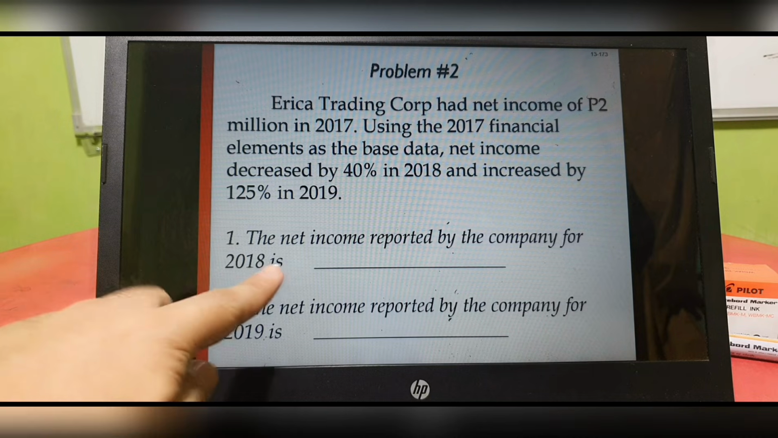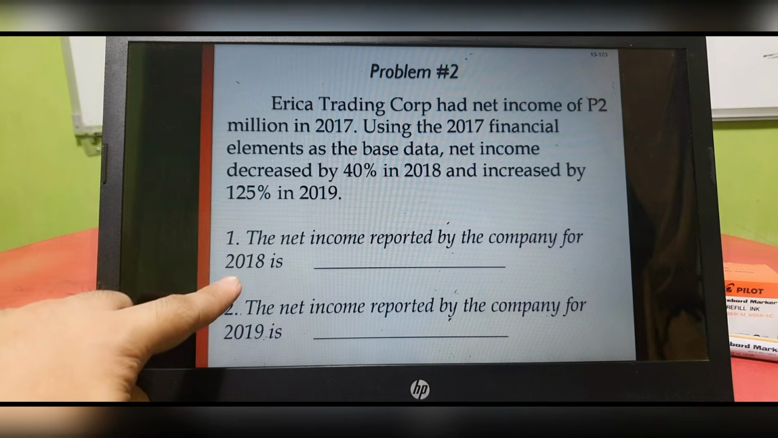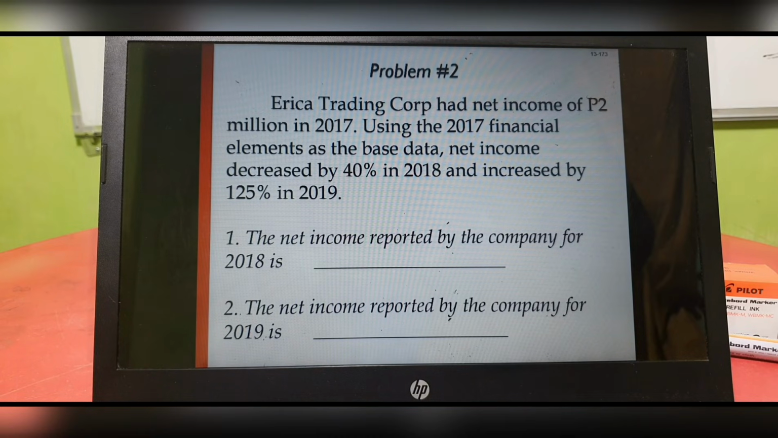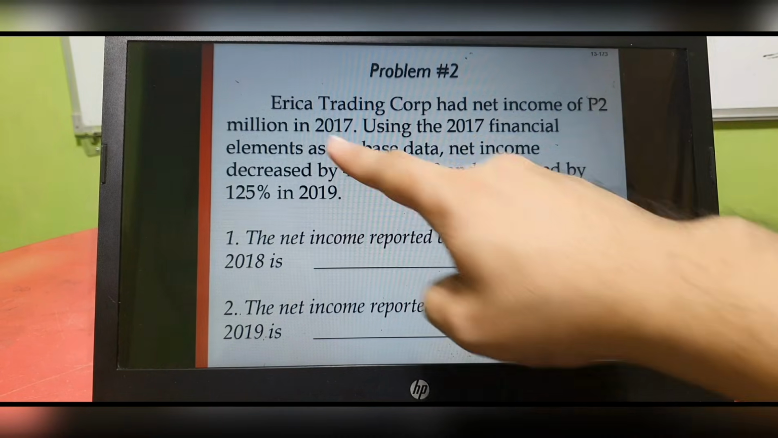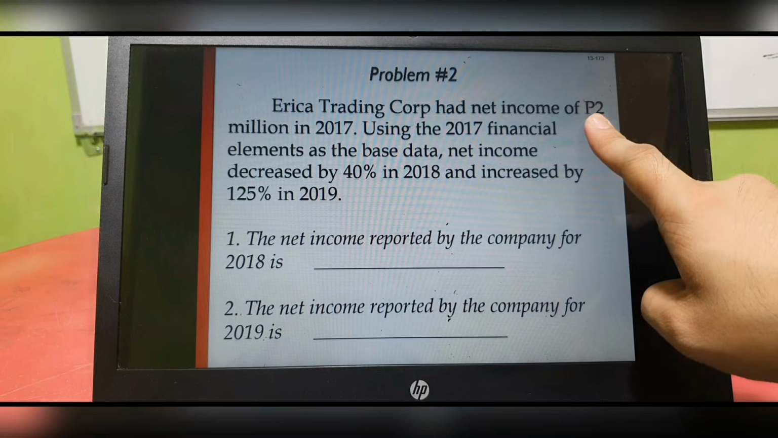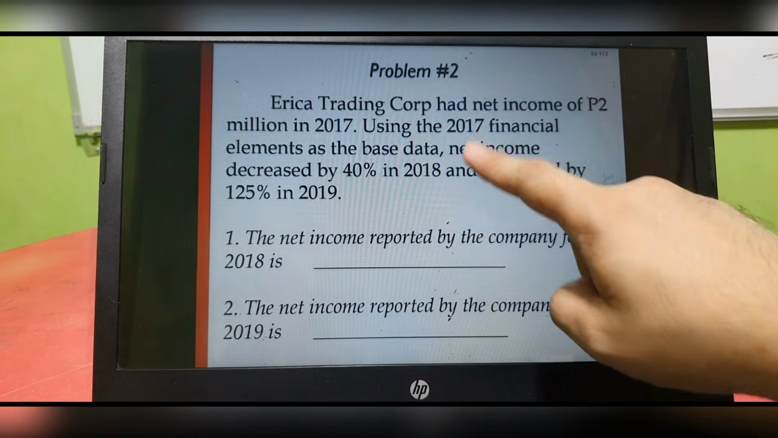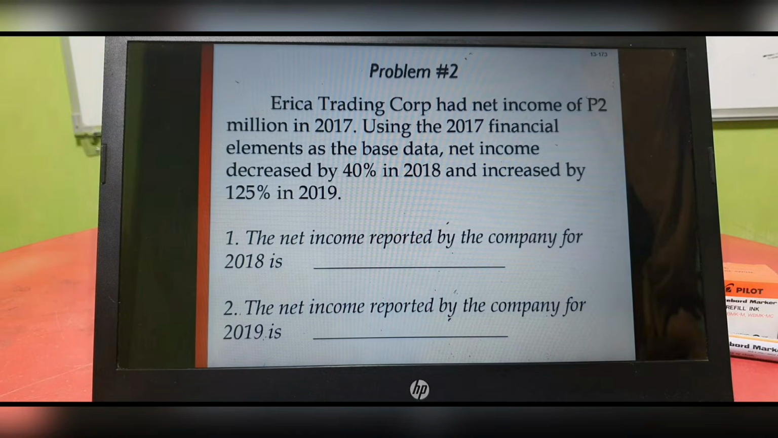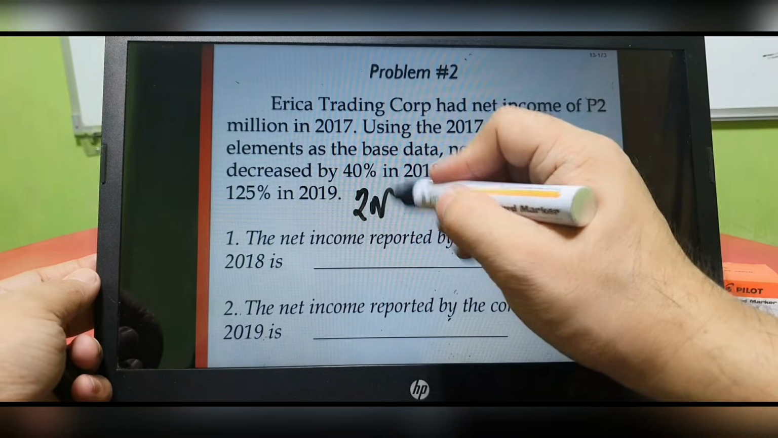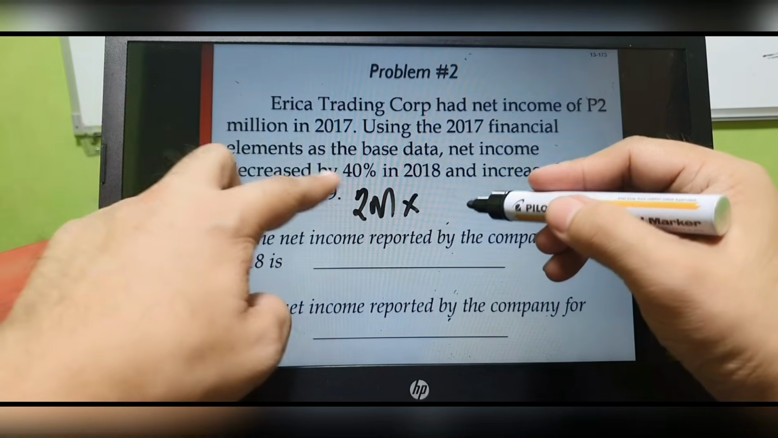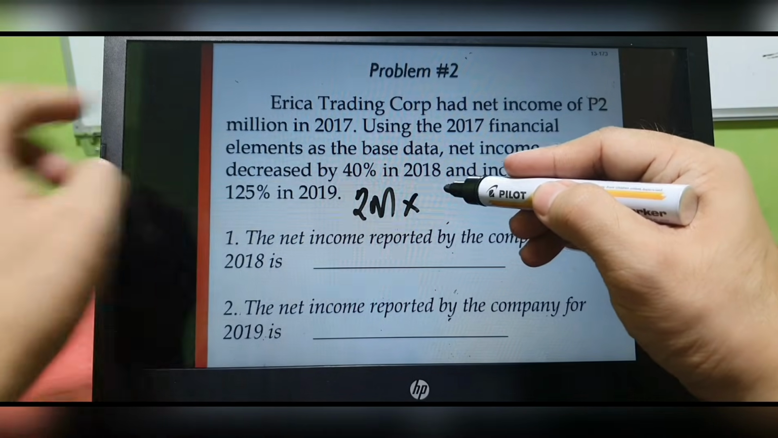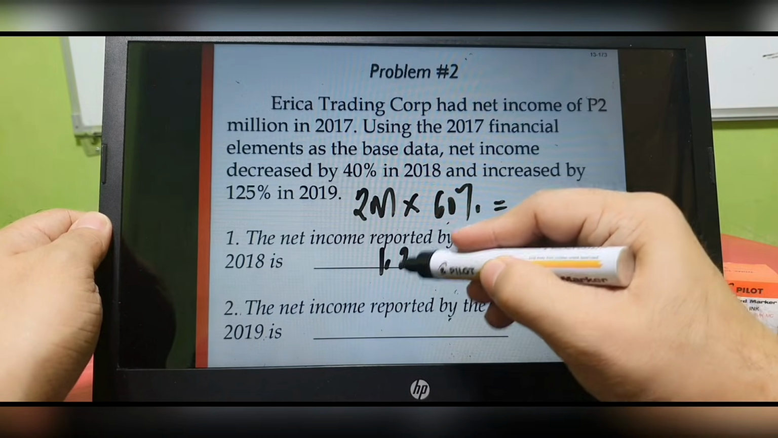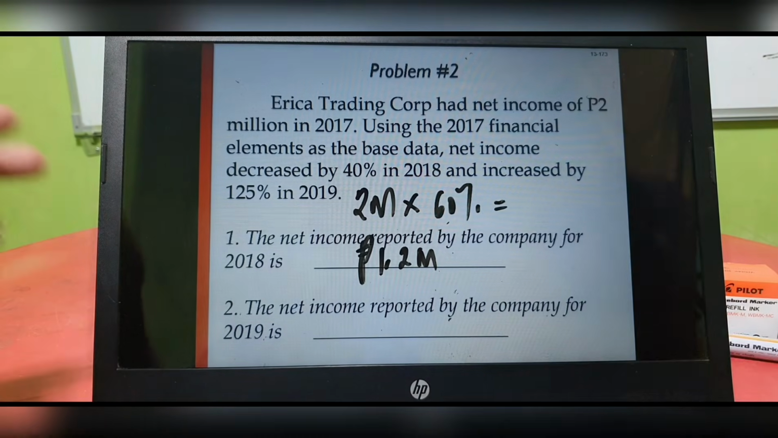Okay, in problem number 2, the net income reported by the company for 2018 is, and for 2019, so ito ay trend analysis. So the net income in 2017 was 2 million. And then, using 2017, the net income decreased by 40% in 2018. So we can answer in number 1, 2 million ang ating net income times decreased by. So ibig sabihin, 60% na lang. Times 60%. So the answer in number 1 is 1.2 million pesos.